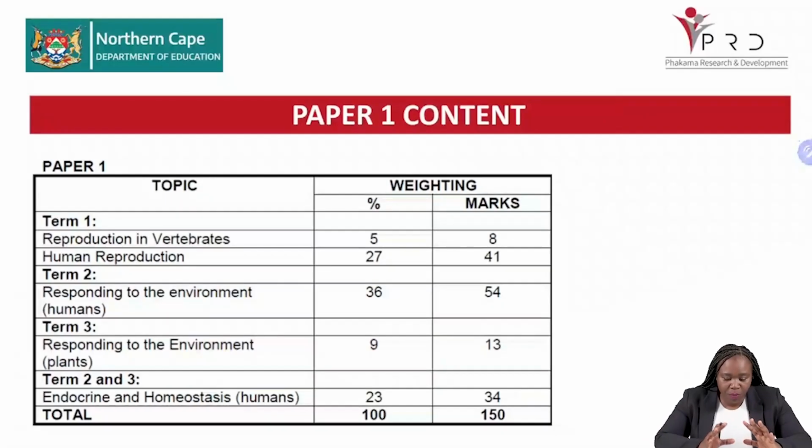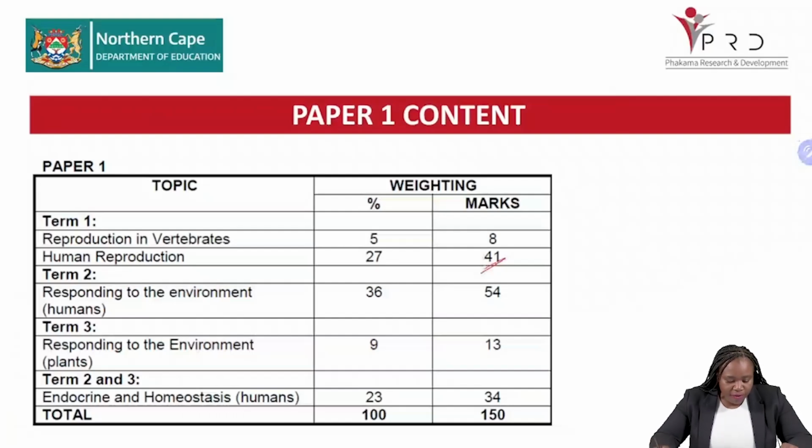with the topics as well as their mark allocation together with their percentages. We have for term 1, reproduction in vertebrates and human reproduction. With reproduction in vertebrates, we have 8 marks, whereas human reproduction, we have 41 marks, as we can see here. And then in the second term, we have responding to the environment in humans, whereby we would be looking at things such as the human brain. We will be looking at the human eye, the human ear, and how humans would then respond to the environment through these different parts of the body.